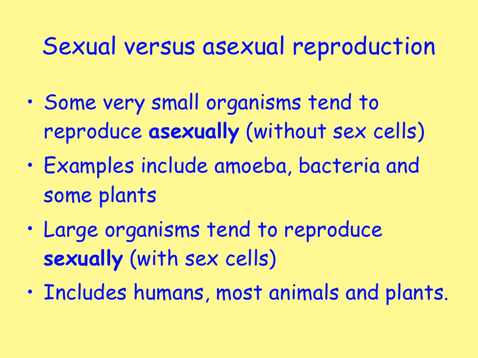Now we're going to have a look at just some of the terminology. We're looking here at sexual versus asexual reproduction. Asexual reproduction is reproduction that takes place without sex cells. Examples of that would be amoeba or bacteria, where they're just basically dividing. Some plants will also reproduce asexually. So things like strawberry plants, you see them with runners, and you get little strawberry plants at the end of the runners, and that is a form of asexual reproduction. But larger organisms tend to reproduce sexually, that is with sex cells, and that includes humans and most animals and plants.